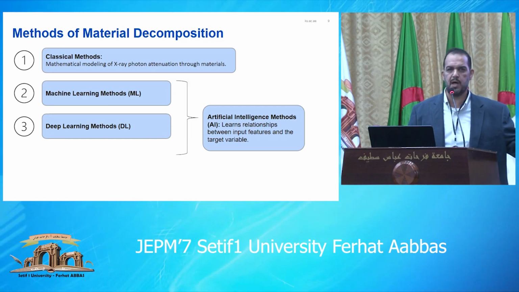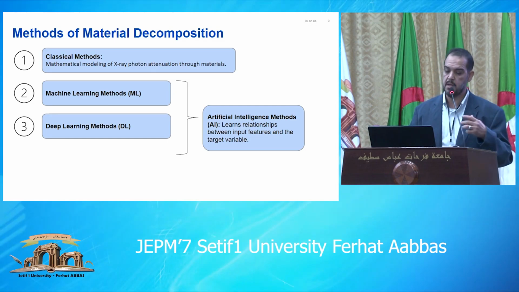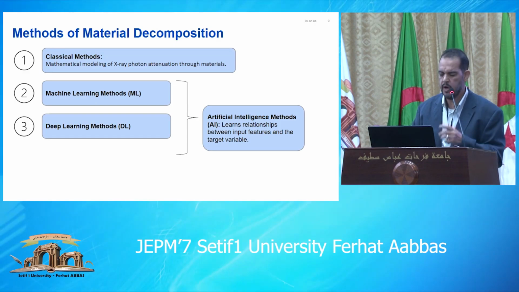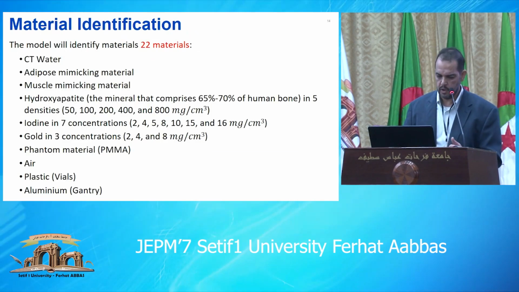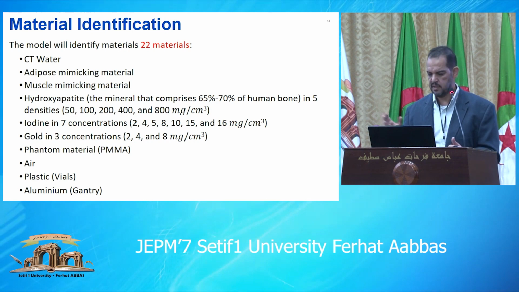Obviously, we did the mathematical construction, but our interest was mainly in applying machine learning, deep learning for material decomposition and reconstruction. Okay, so first of all, let me go over the thesis of Noura Rahmani. This is material identification. Basically, she identified 22 materials: water, adipose, muscle, hydroxyapatite at different concentrations to simulate bone, iodine at 7 different concentrations, gold at 3 concentrations, the phantom material, which is PMMA, air, and plastic vials, because we used some plastic vials for holding different concentrations, and aluminum, which is the gantry material.